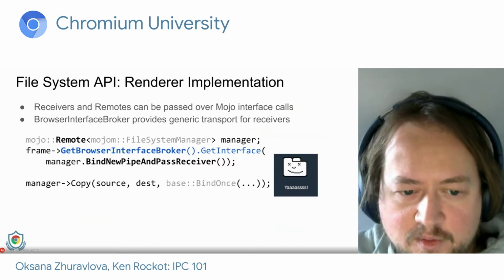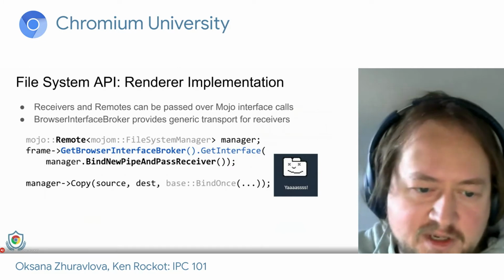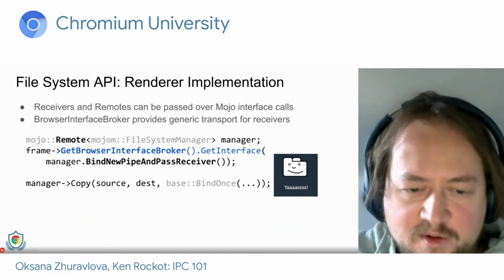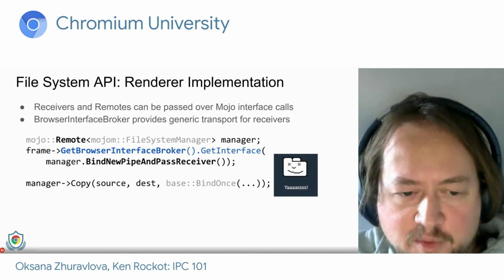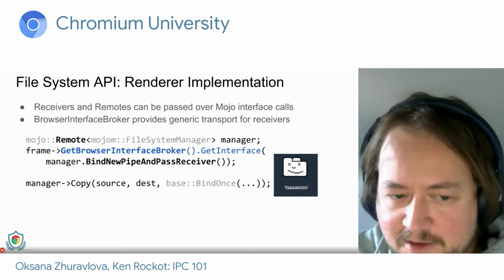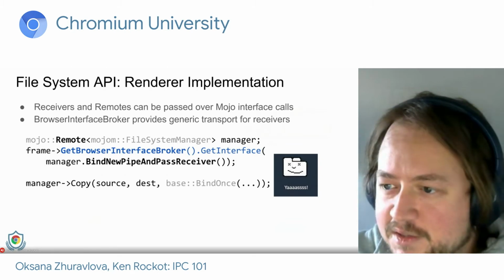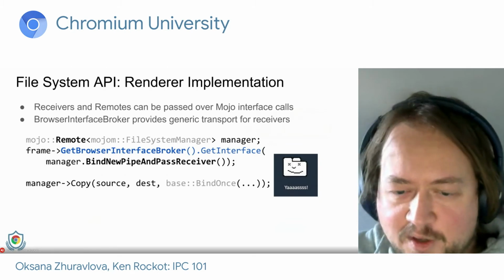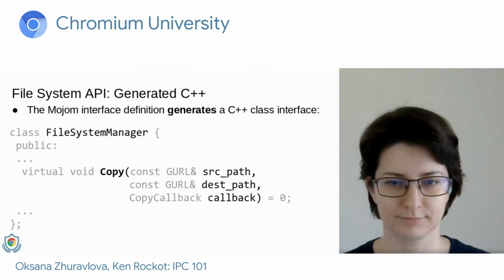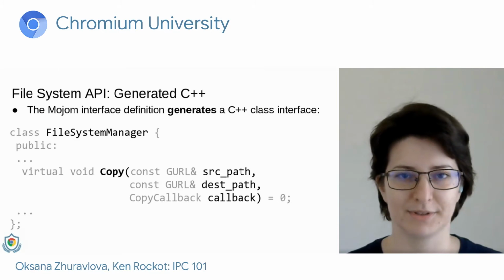And so render side code looks like this, just like if we were passing the receiver in process or whatever. Nothing changes here. The important point is if you want to get a receiver to the browser, you just need this API. Now, from here, Oksana is going to talk about what happens in the browser, what code gets generated, and some other details about how to use Mojo. Thank you, Ken.